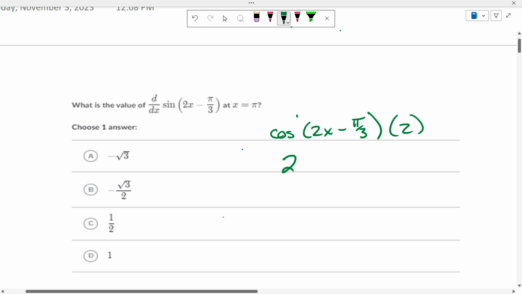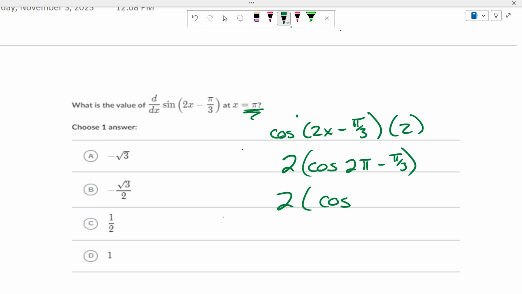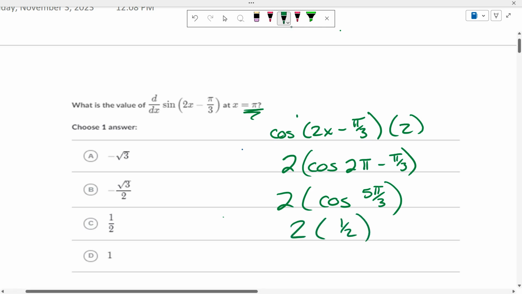So it's 2 cosine of, it says at pi, so it'll be 2 pi minus pi over 3. What's 2 pi minus pi over 3? 6 pi over 3 minus pi over 3 is 5 pi over 3. What's the cosine of 5 pi over 3? Well, you look at your unit circle and you see that that is positive 1/2. 2 times 1/2 is 1.